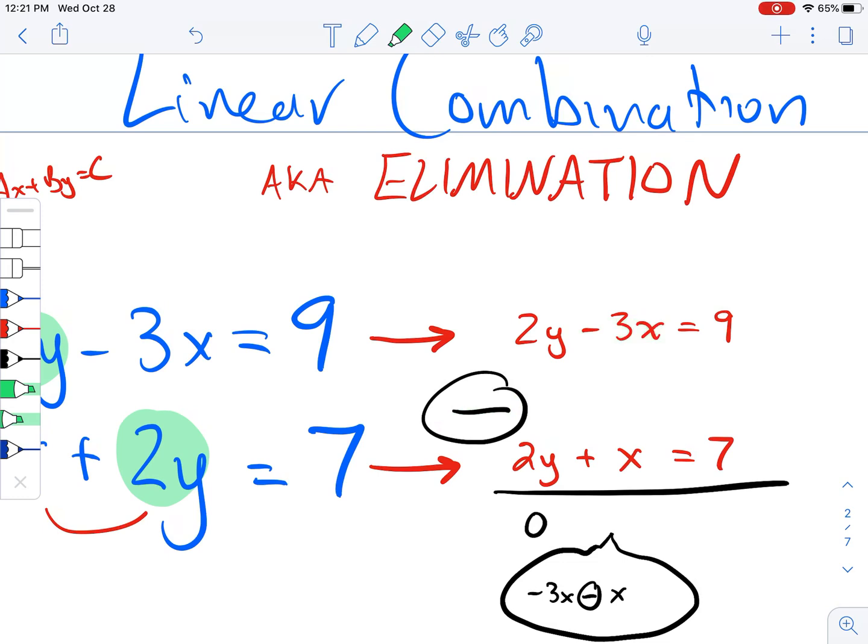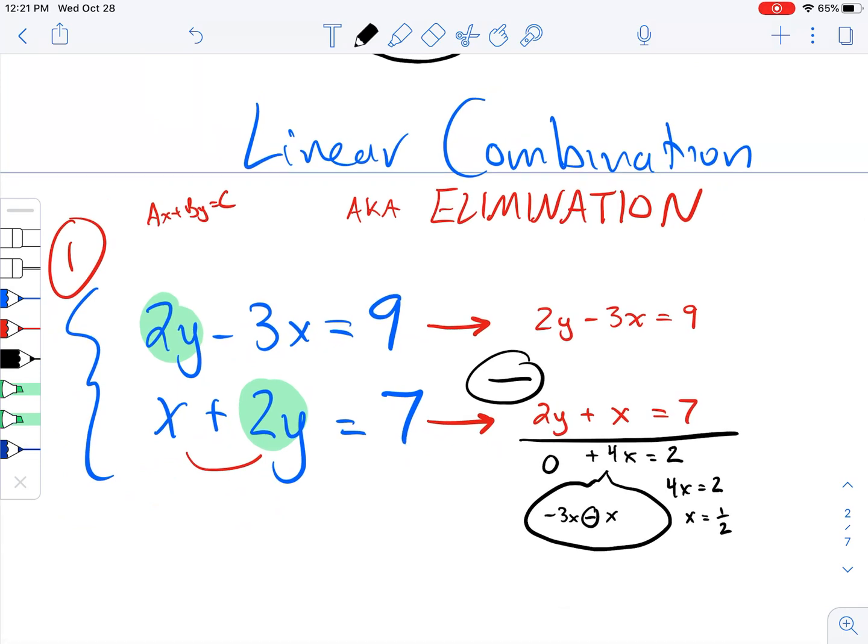So we would get 4x, and then we need to do 9 minus 7, we get 2. So we have 4x equals 2, so x equals 1/2. Now x equals 1/2. Now just pause for a second.